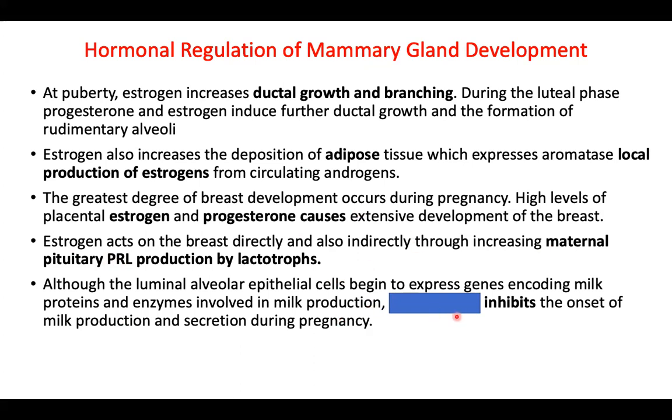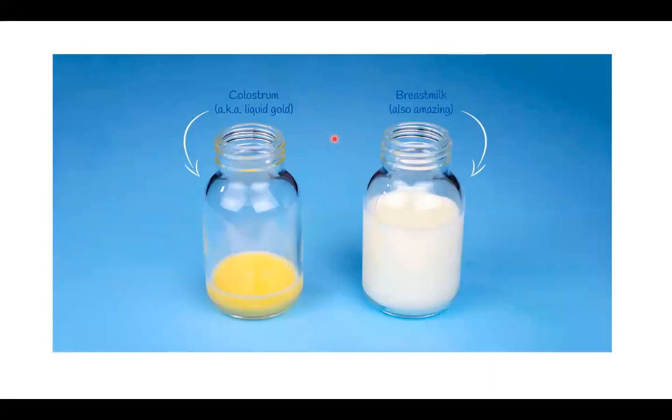Okay, and what hormone inhibits milk production during pregnancy? Good, progesterone.